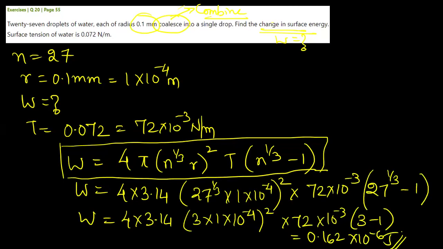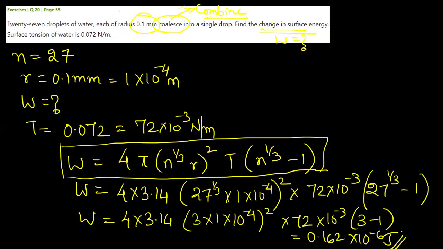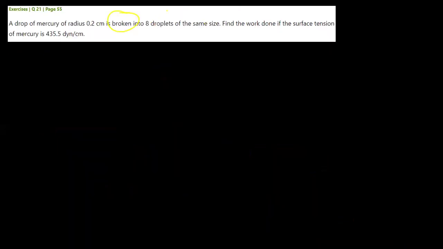Now here it is reverse of the previous one. In the previous question, we had many droplets getting converted into a single drop. Here one drop is broken. In the last case it was a combination, you combined the drops into a single drop. Here one big drop is getting converted into smaller drops. Okay. Broken into 8 drops.